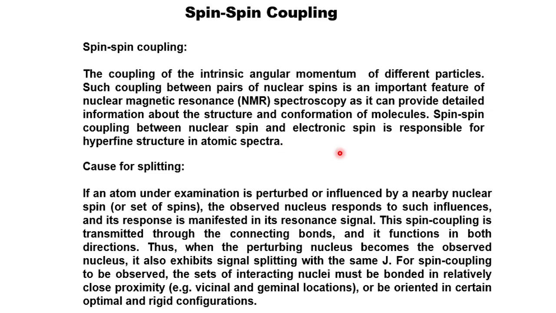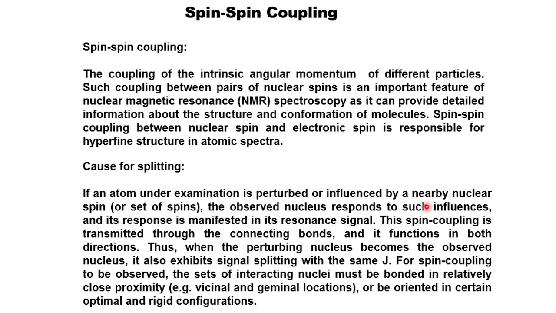Now, spin-spin coupling between nuclear spin and electron spin is responsible for the hyperfine atomic structure. Now, what is the result behind that? If an atom under examination is perturbed or influenced by a nearby nuclear spin, the nuclear response to such influence is manifested in its resonance signal. So, if a spinning nucleus is influenced by another nearby spinning nucleus, it will manifest how much it is interacting in the response signal.